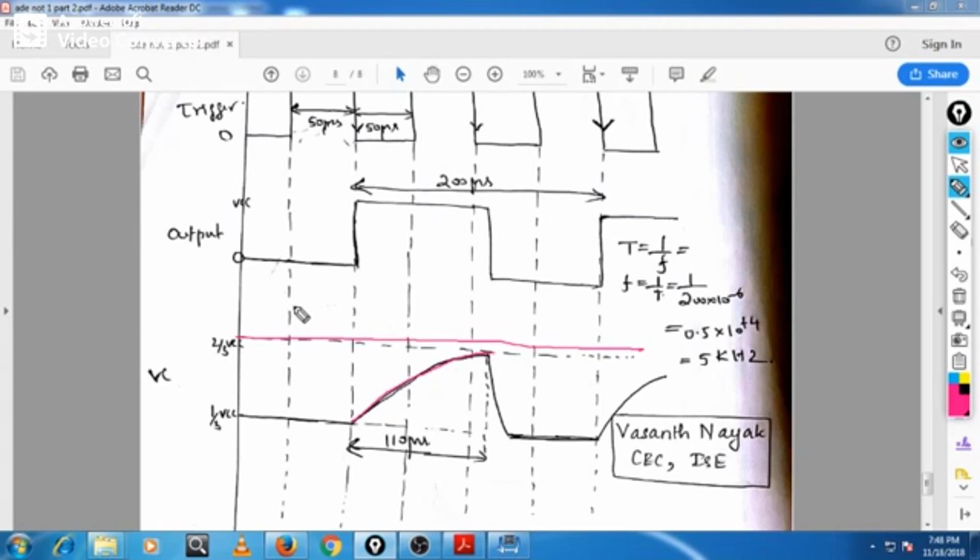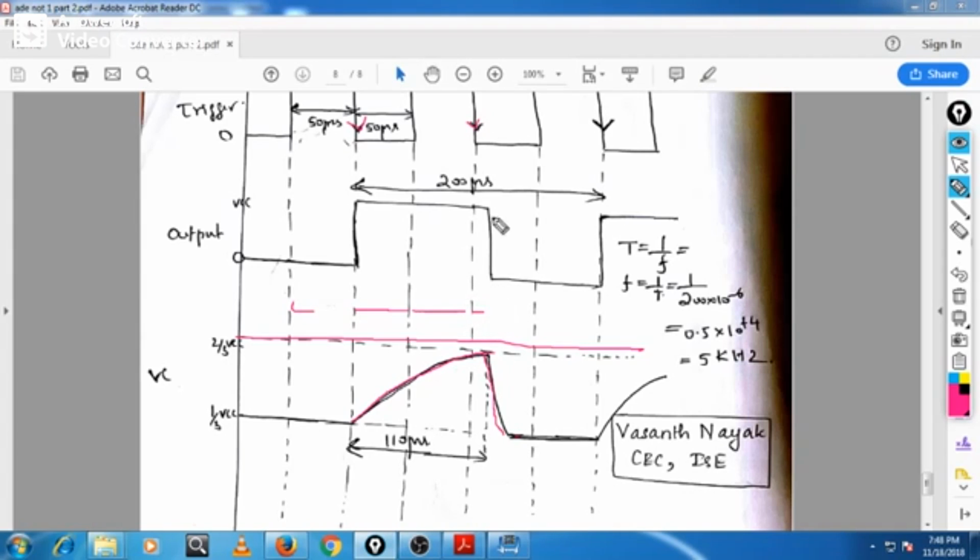It starts from here. So this is 50, this is 50, 100, and somewhat here 110 microsecond. After that, it will discharge and remain in the lower state, the 0 state. Now it is in the stable state. To move into the unstable state, it needs one more negative edge. Here it went to the unstable state, but there is one more negative edge.